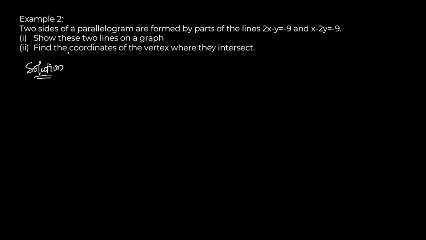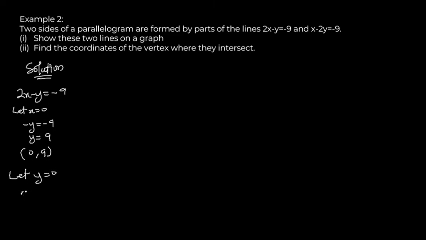The first thing we say is, for the equation 2x minus y is equal to -9, let x be 0. If x is 0, we have -y is equal to -9, and therefore y is equal to 9. So we have the coordinates (0, 9). Now we say let y be 0. If y is equal to 0, we have 2x is equal to -9, and then x will be equal to -9/2. So the second coordinate will be (-9/2, 0).